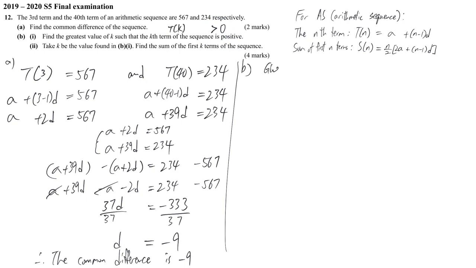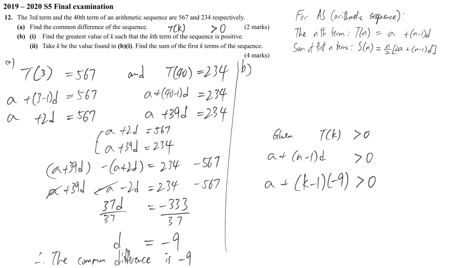So given the criteria that the k-th term is larger than 0, we try to evaluate these inequalities. Then we apply what we learned about inequalities. We have A plus n minus 1 times D is larger than 0. In this case, A plus n, that means k, minus 1 times the common difference, which we already know is negative 9. So to solve this inequality in terms of k smaller or bigger than something, we still need to get A first. So before our calculation, we try to get A first.